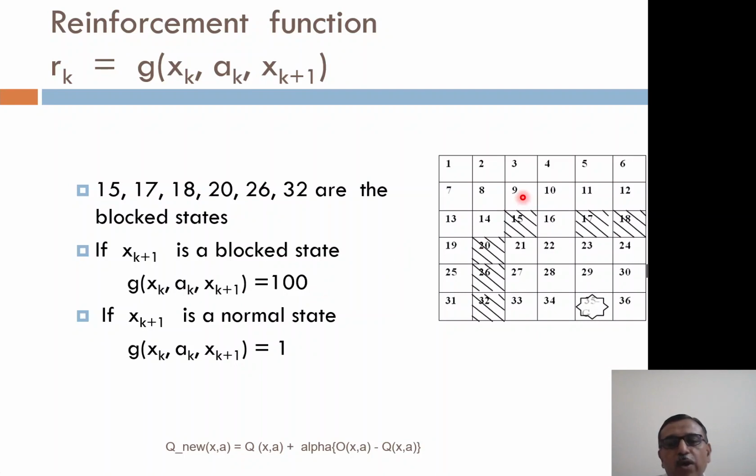So I am in 9. If I go down, I'll reach 15. When I reach 15, it's a blocked state, so the robot cannot move further, and the reinforcement is 100, or the cost is 100. Whereas if I am in 9 and I take a right action, the cost is 1 because it's a normal state. So when you read papers on complicated systems, you should look at how they have designed the reinforcement function.